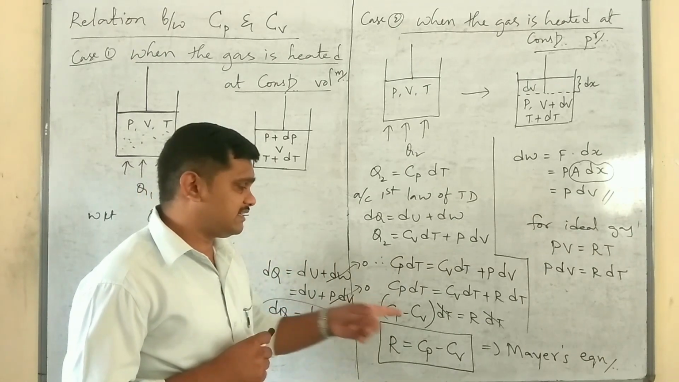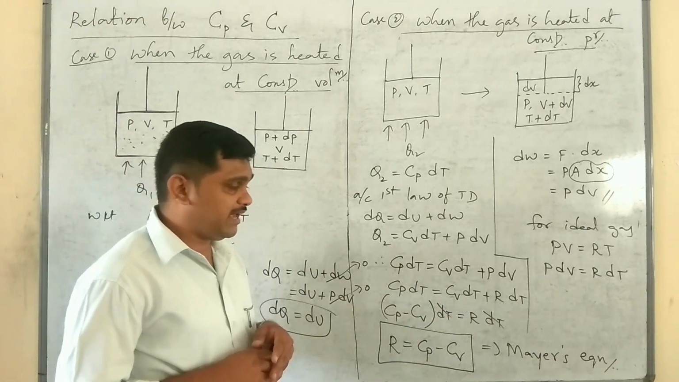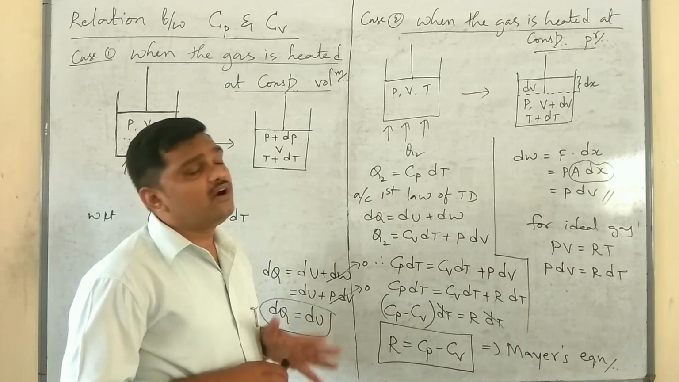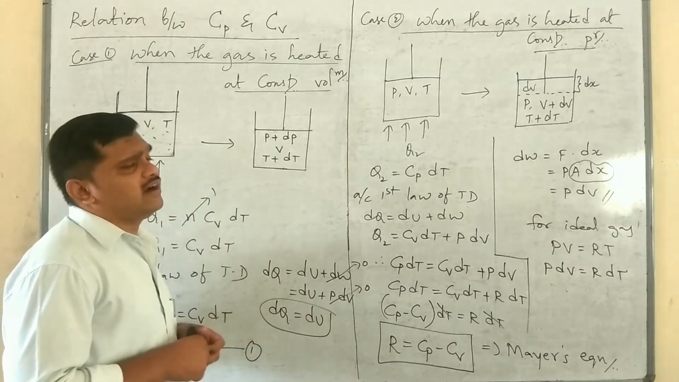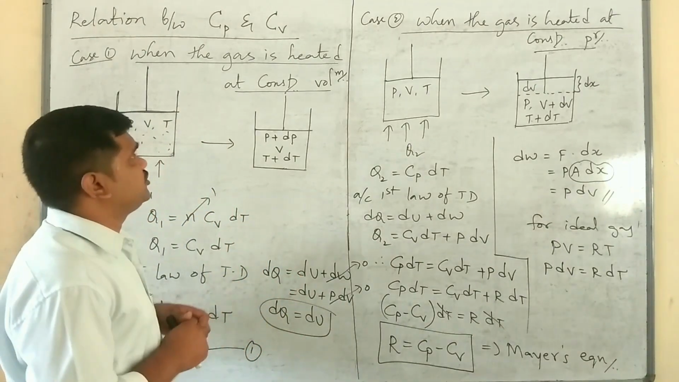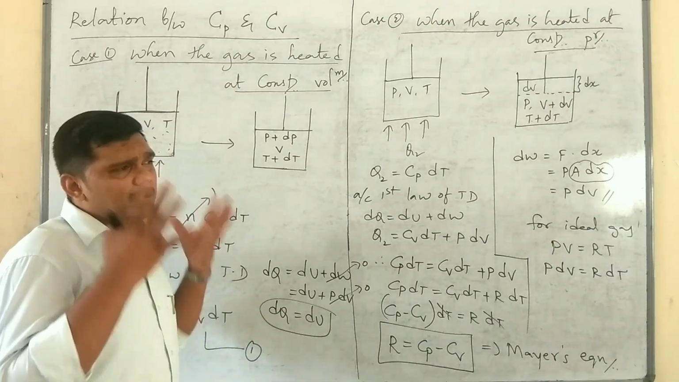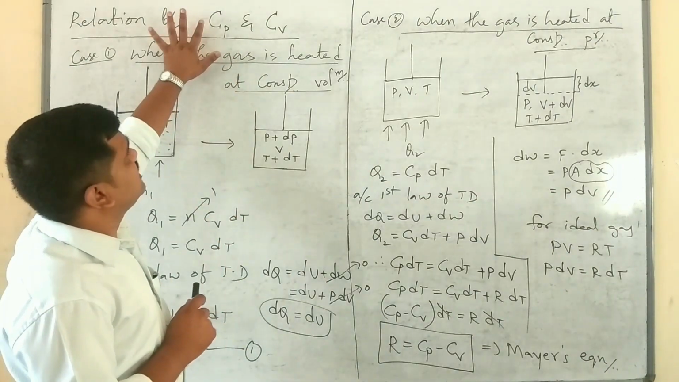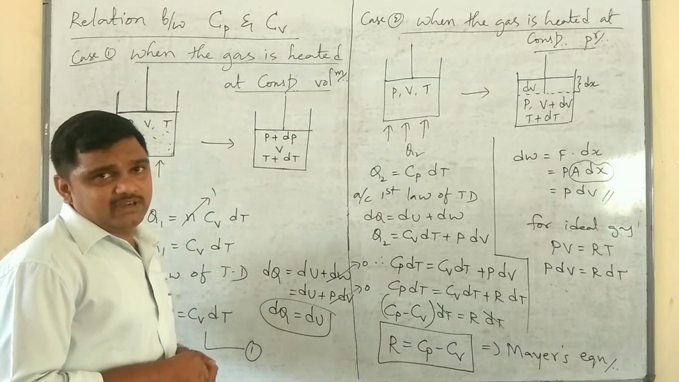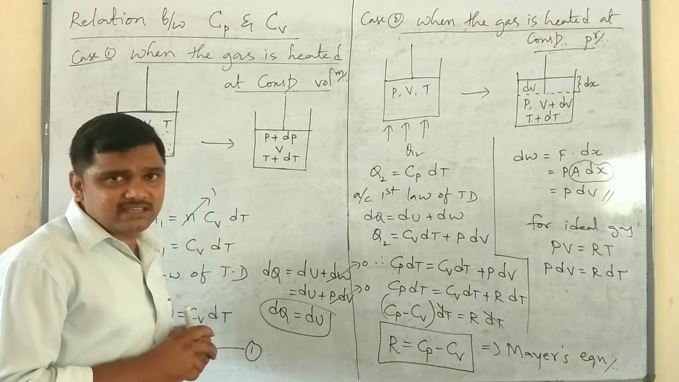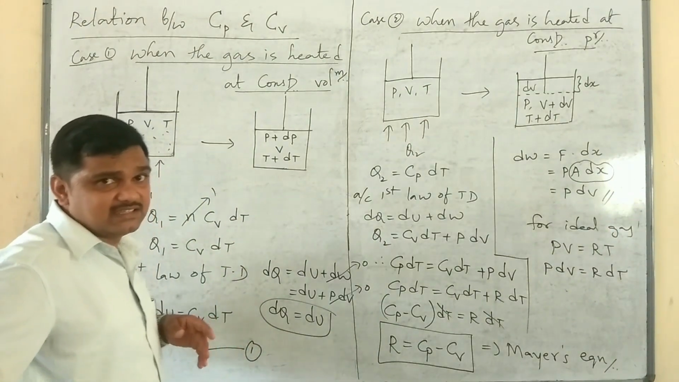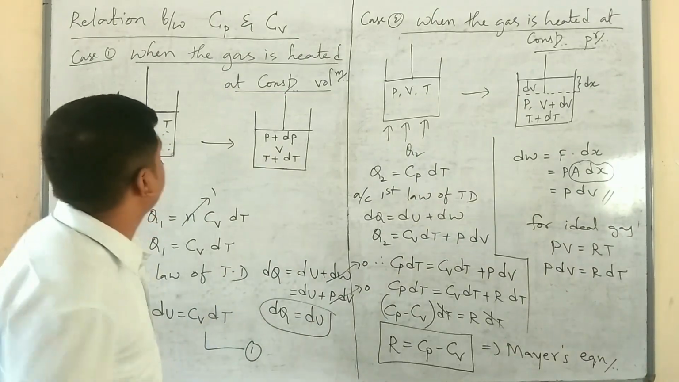This equation is also called Mayer's equation. Okay, there is one more possibility of asking this question: briefly explain how Cp is greater than Cv. How to explain this?